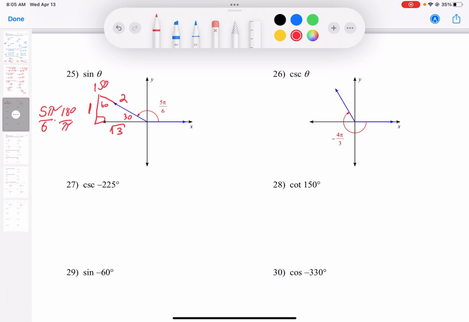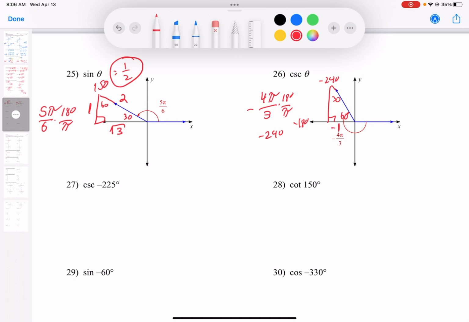Sine, opposite over hypotenuse. So the answer for this is 1/2. Cosecant of negative 4 pi over 3, times 180 over pi. So 4 times 180 divided by 3, so negative 240. If I drop this down, then I got to get back to negative 180.